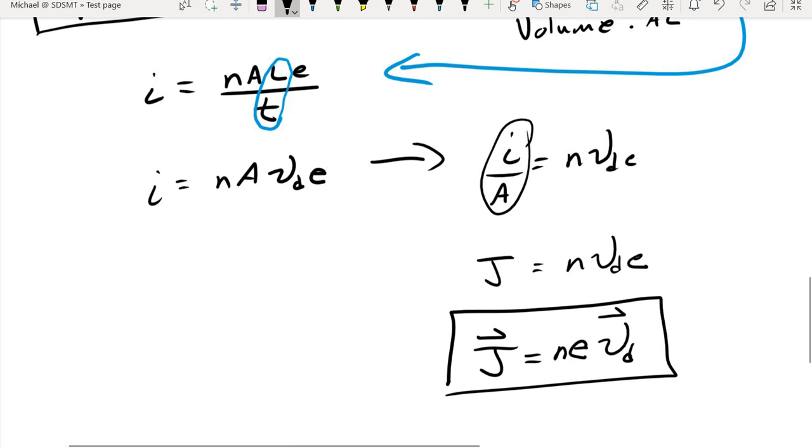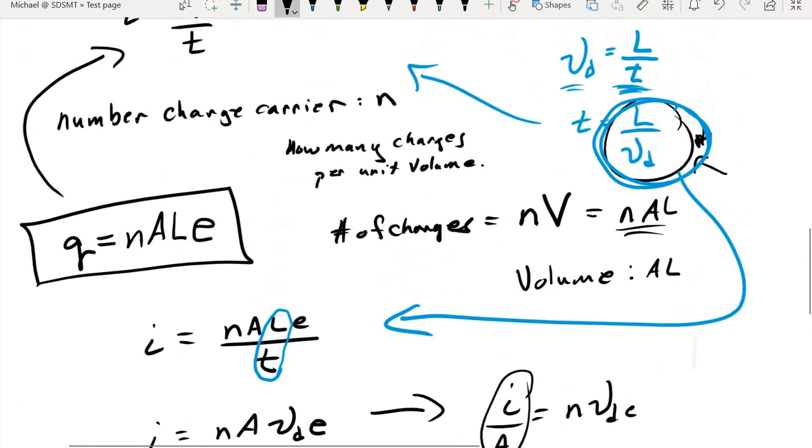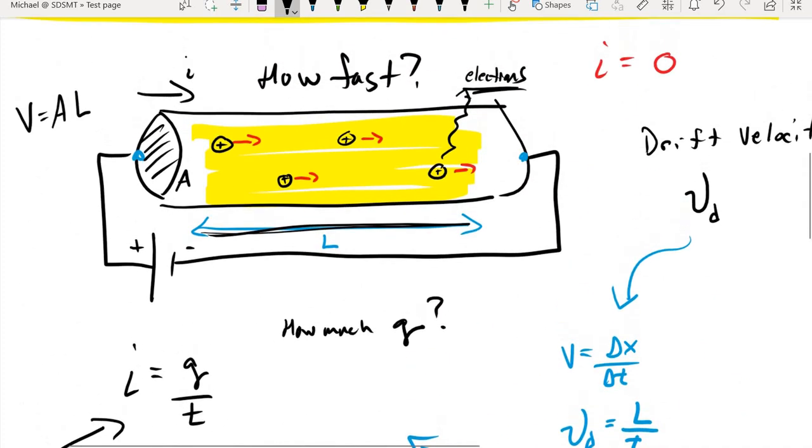And so now we have our means of describing how fast these charges are going to move through that material. Oops, I can drop the vector notation there if I need to. So we have a magnitude expression here for our drift velocity. So there's the drift velocity. That tells us approximately how fast all of these charges are going to move through this material.